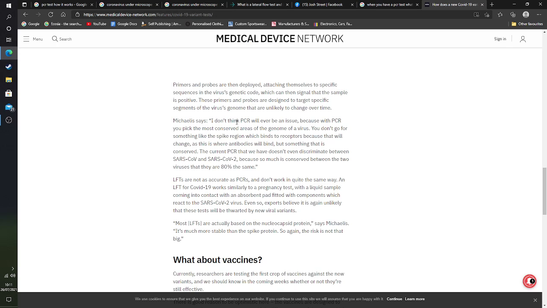So this chap says he doesn't think there'll be an issue because with the PCR you pick the most conserved areas of the genome of the virus. You don't go for something like the spike region because it changes. So the current PCR we have doesn't even discriminate between the first SARS and COVID-2, because there's so much conserved between the two that the viruses are 80% the same.